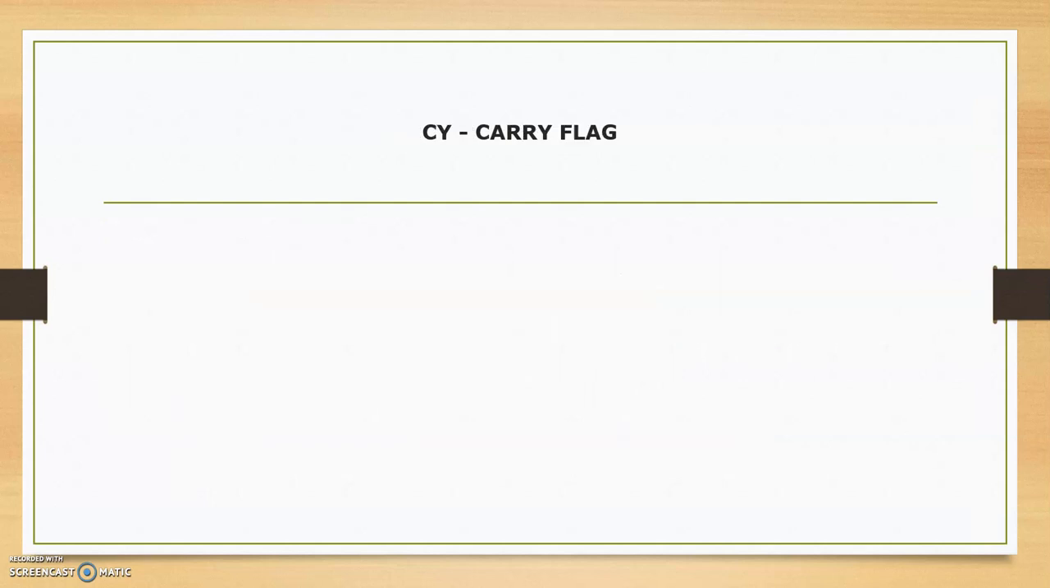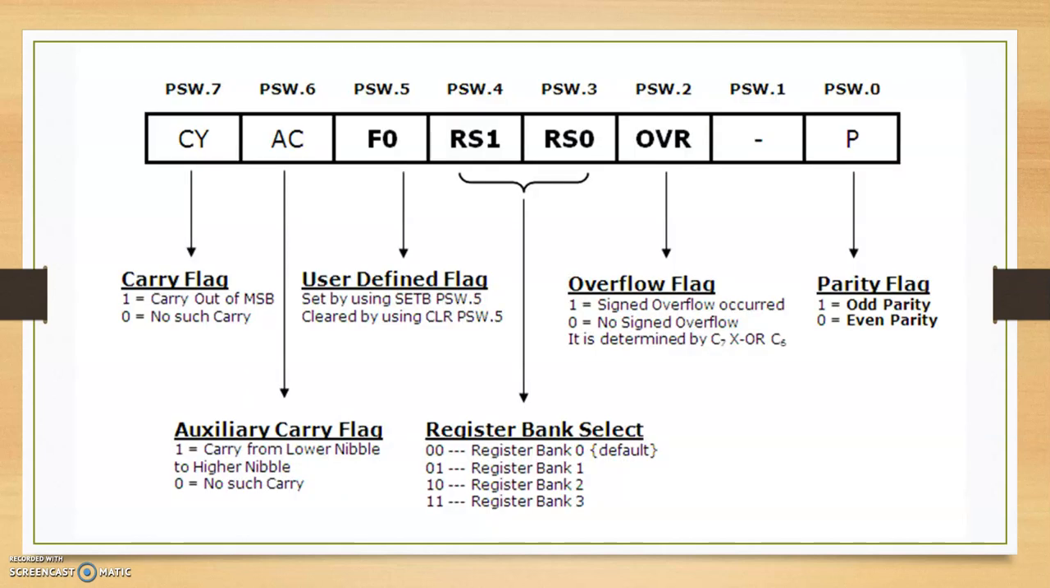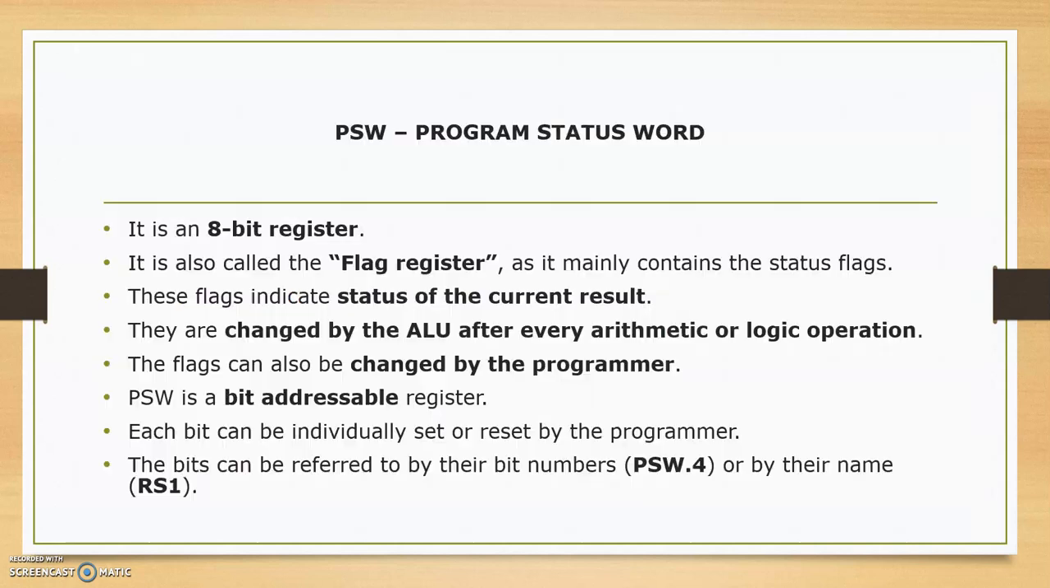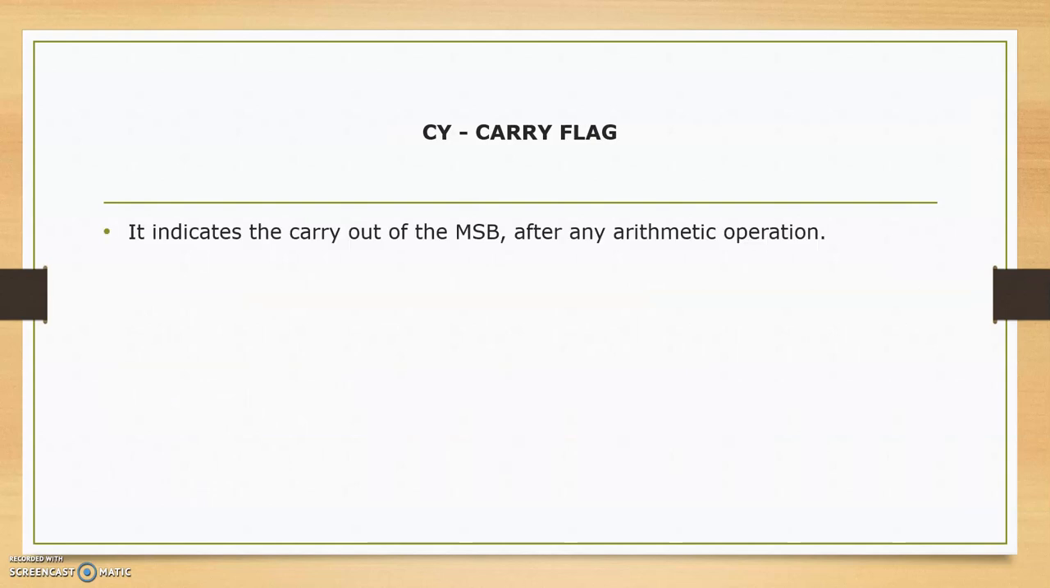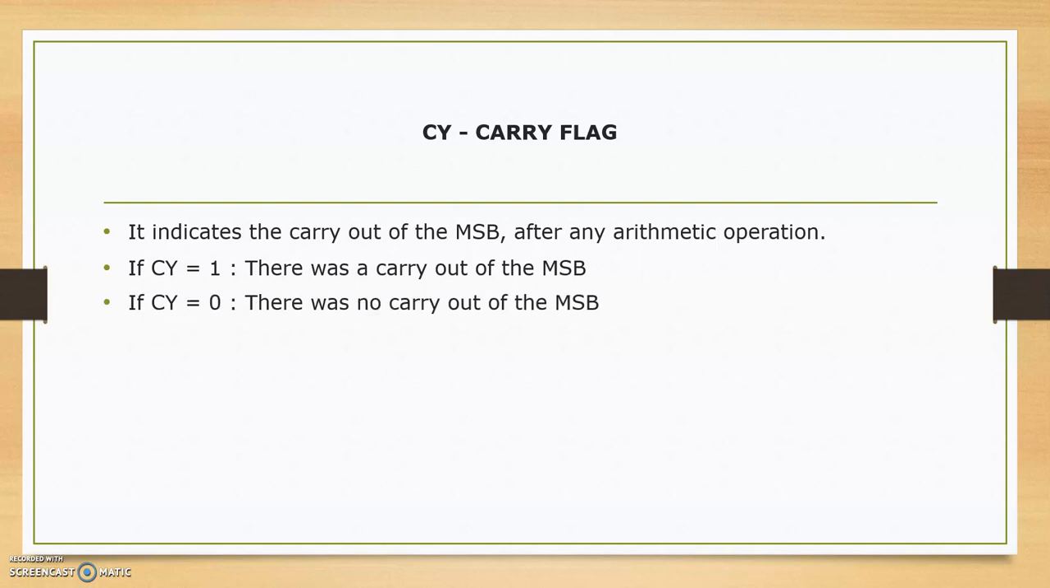So the first one is the carry flag. You can see that this is the carry flag. PSW.7 is the carry flag. The carry flag indicates the carry out of the MSB after any arithmetic operation. After performing any arithmetic operation, if there is a carry out from the MSB bit, the carry flag will be set. So if the carry flag is 1, there was a carry out of the MSB during the current ALU operation. If the carry flag is 0, there was no carry out of the MSB bit.